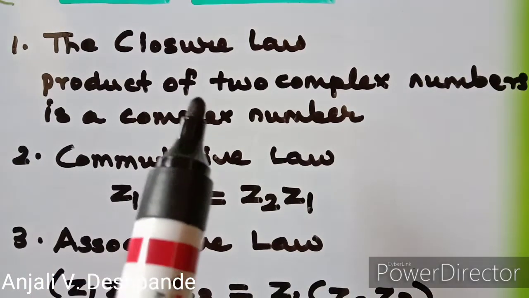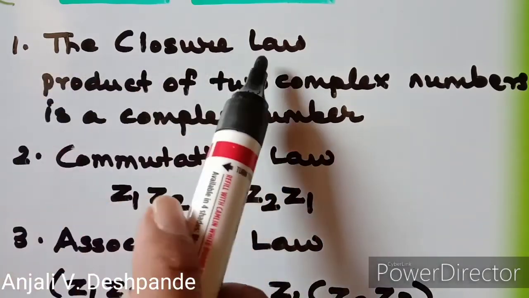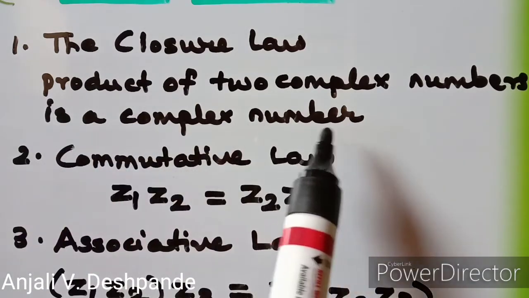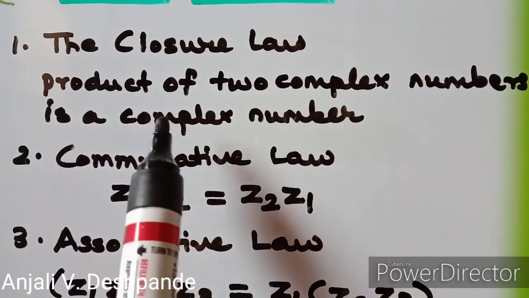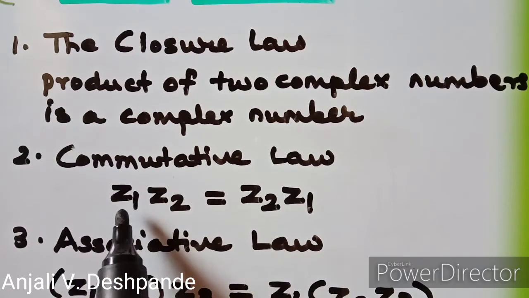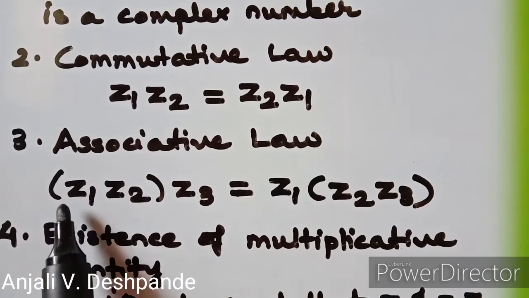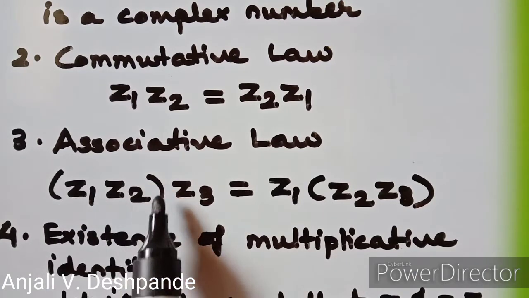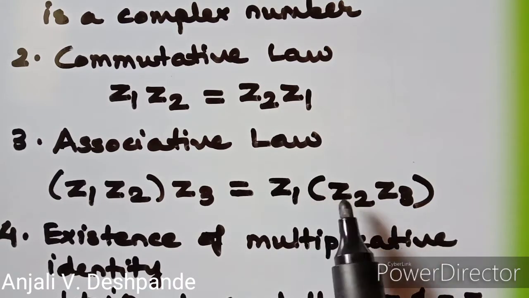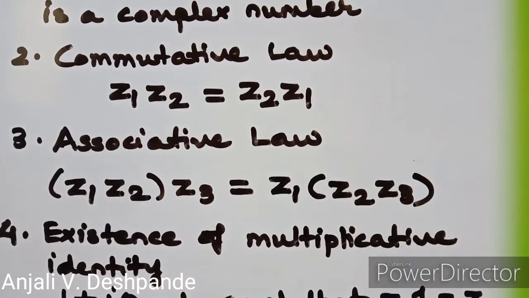Now the multiplication of complex numbers possesses the following properties. See, the closure law: the product of two complex numbers is also a complex number. So if z1 and z2 are two complex numbers, then z1 into z2 will also be a complex number. Commutative law: z1 into z2 is equal to z2 into z1. Associative law: z1 into z2, see the position of the bracket, into z3 is equal to z1 into bracket z2 into z3. Note the positions of the brackets.